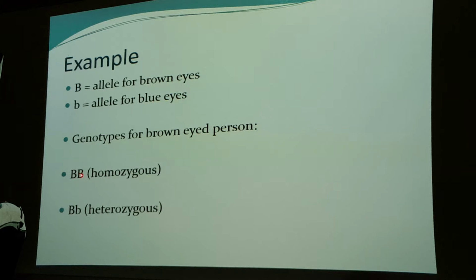What genotype would you have to have for blue eyes? Homozygous, little b. Homozygous recessive, it's called. This is homozygous dominant. This is heterozygous. So, get the idea?